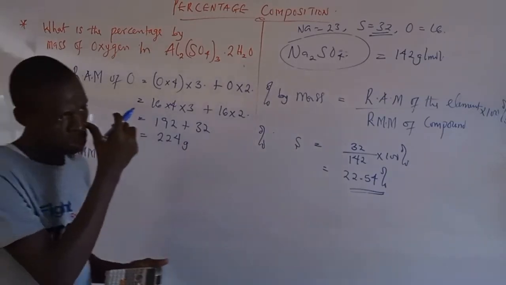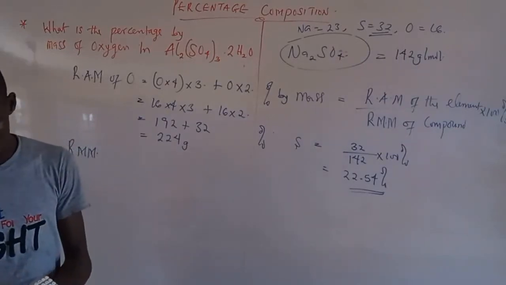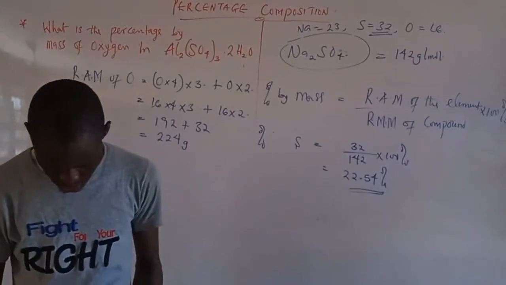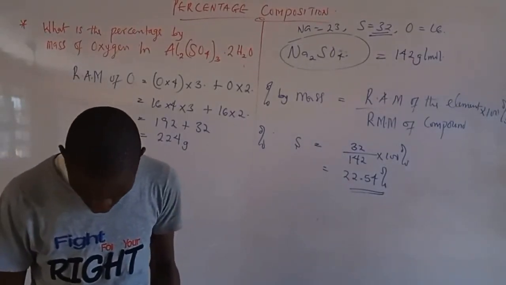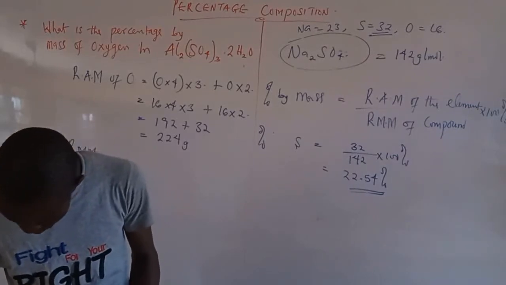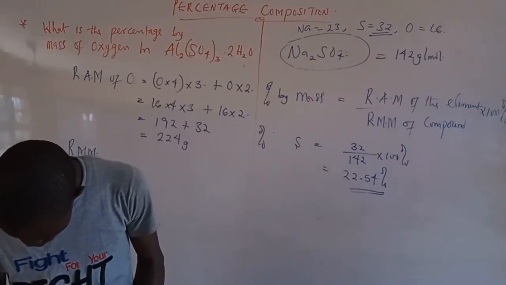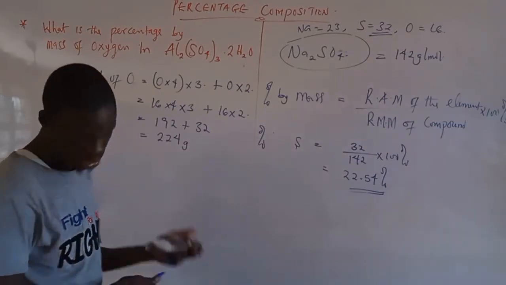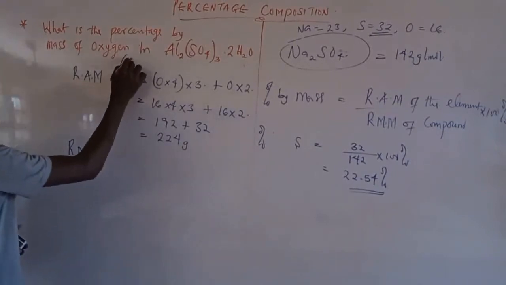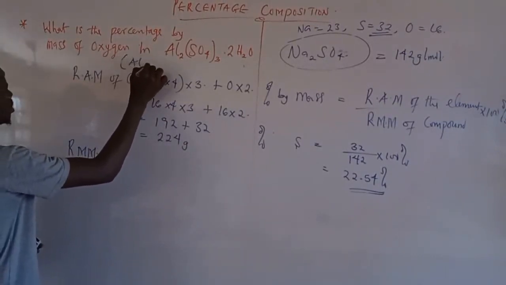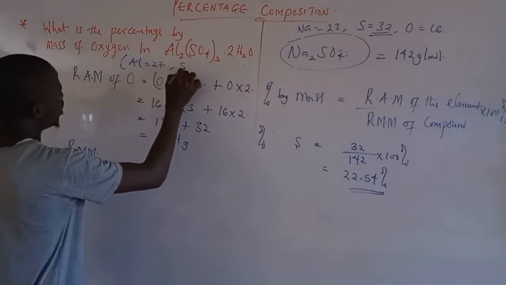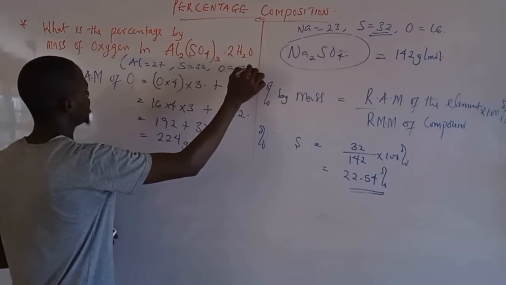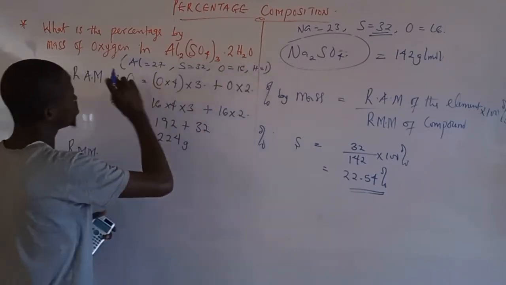But aluminium, the atomic mass of aluminium should be equal to, let me check the past question that we used. We are not given the atomic mass of aluminium, but that should be equal to, from the question, sorry, it is 27. They give us in the question: aluminium is 27, sulfur is 32, oxygen is 16, hydrogen is 1. All this is given to us in the question.